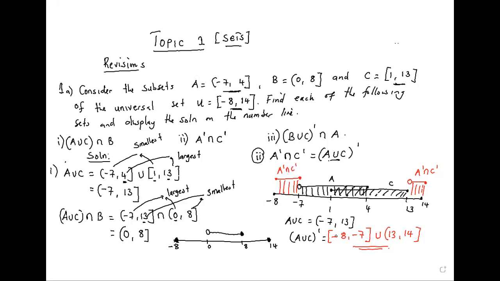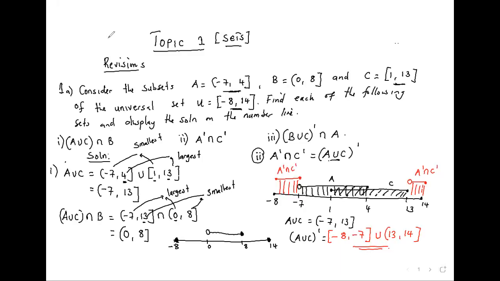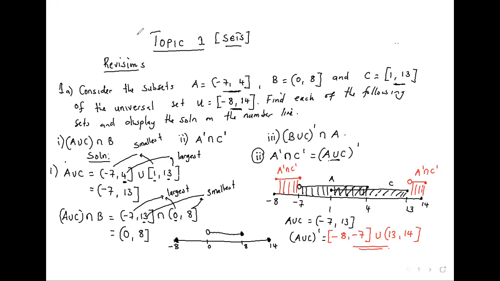So we got the next one. We have part 3 there. Part 3 is (B union C) complement, intersection A. Yes. So we have B as 0 to 8, and C as 1 to 13.